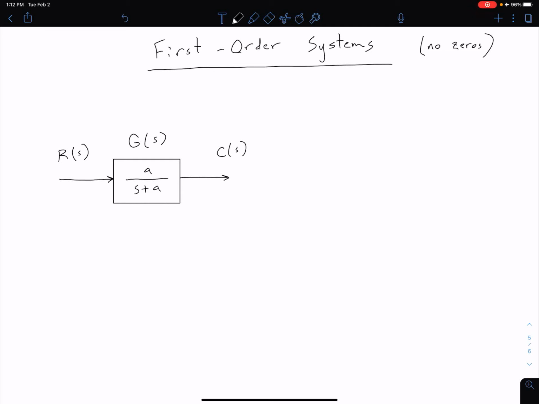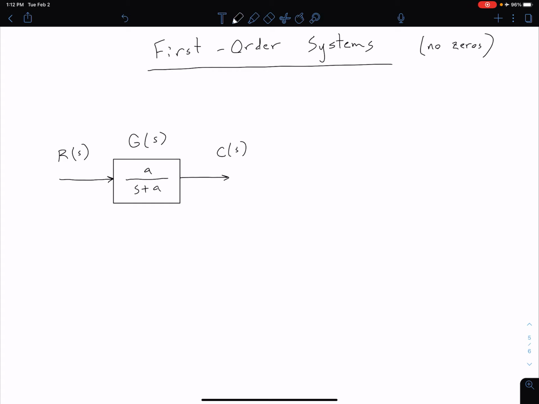We're going to take a more general look now at first-order systems, particularly first-order systems that don't have any zeros. So down here I have a transfer function G(s) in general terms with a divided by s plus a. So no zeros and one pole. We notice that the highest order term here is s to the 1, so that's why we can say it's a first-order system. And again, we have our input R(s) and our output C(s).